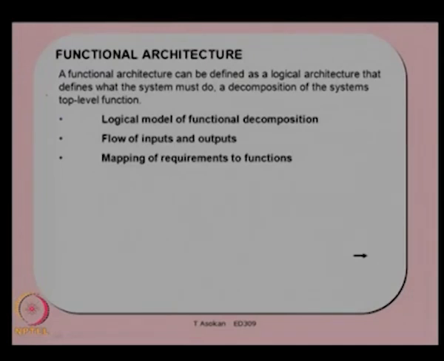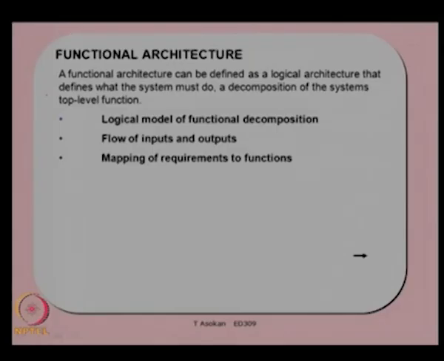And the functional architecture basically can be defined as a logical architecture that defines what the system must do, a decomposition of the system's top level function. So, every system has got a top level function, and then we need to identify how to provide this top level function, and this can be done through many sub functions. So, a top level function can be divided into many sub functions, and when you write down all these sub functions in a proper format, then that actually will give the functional architecture of the system. So, this is basically a logical model of functional decomposition.